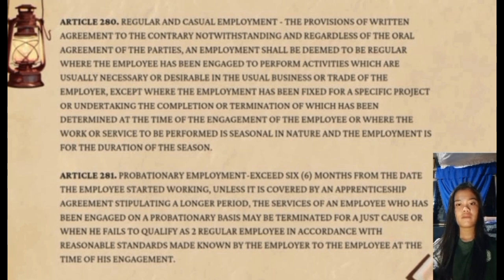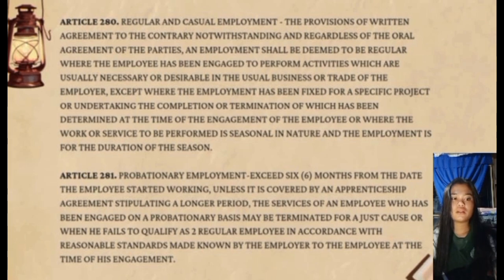So it means the employment shall be deemed to be casual if it is not covered by the preceding paragraph, provided that any employee who has rendered at least 1 year of service, whether such service is continuous or broken, shall be considered a regular employee with respect to the activity in which he is employed, and his employment shall continue while such activity exists.